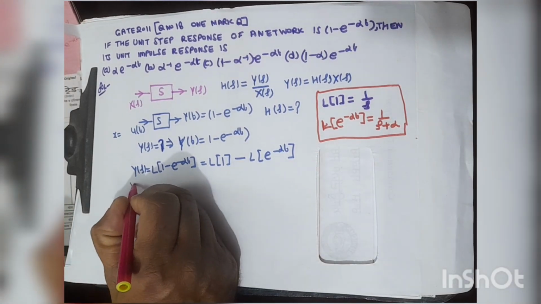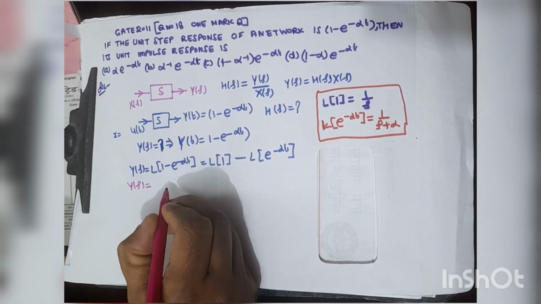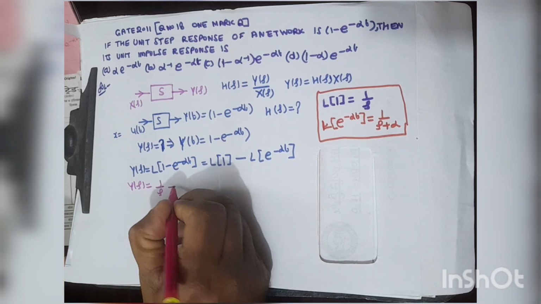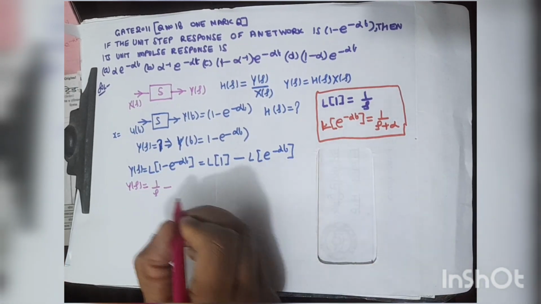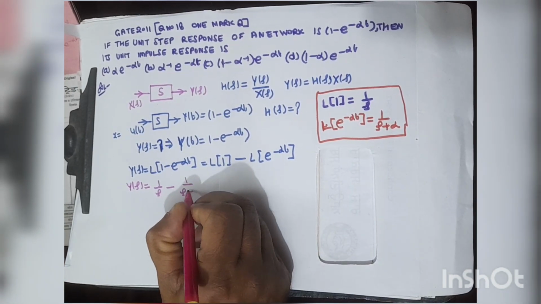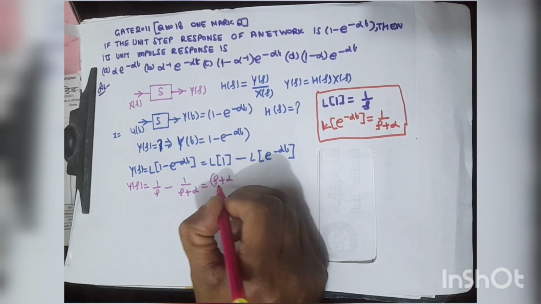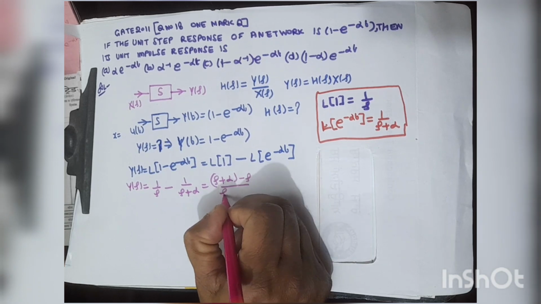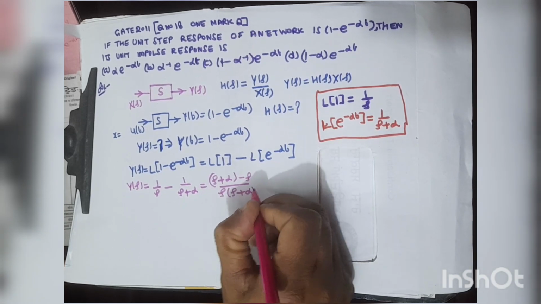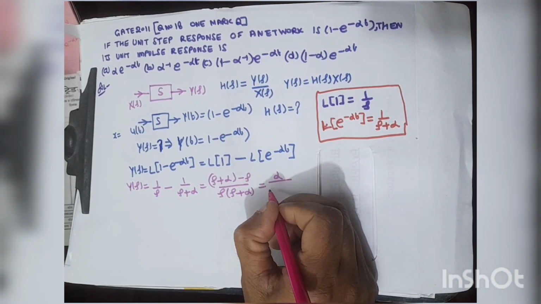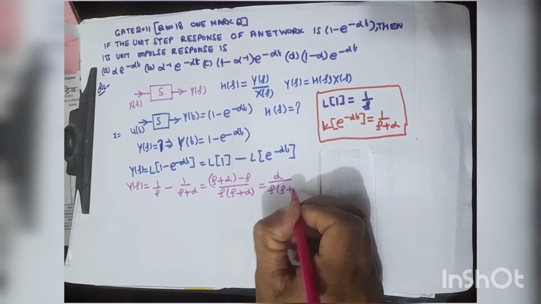So Y(s) will be the Laplace transform of 1, which is 1 upon s, minus the Laplace transform of e to the power minus alpha t, which is 1 upon s plus alpha. So it will be s plus alpha minus s, divided by s multiplied by s plus alpha. So it will be alpha divided by s multiplied by s plus alpha.